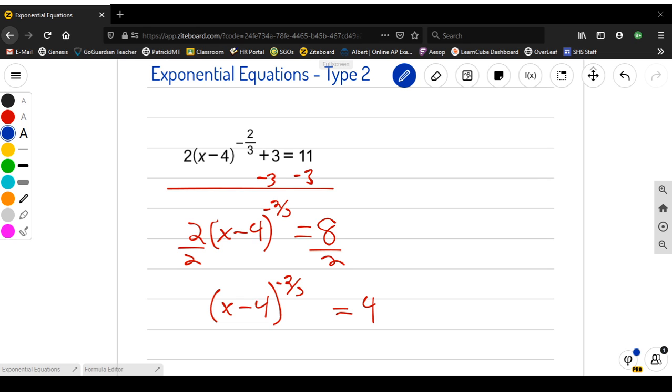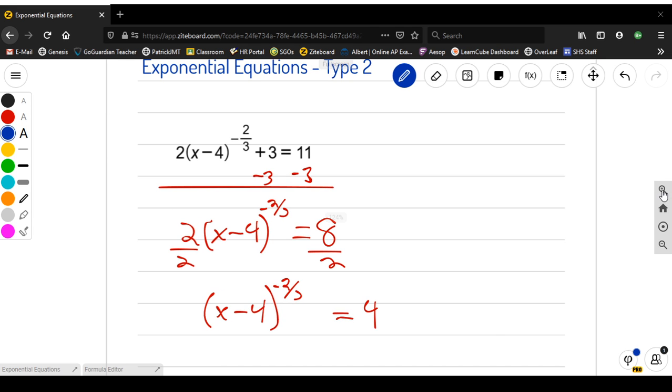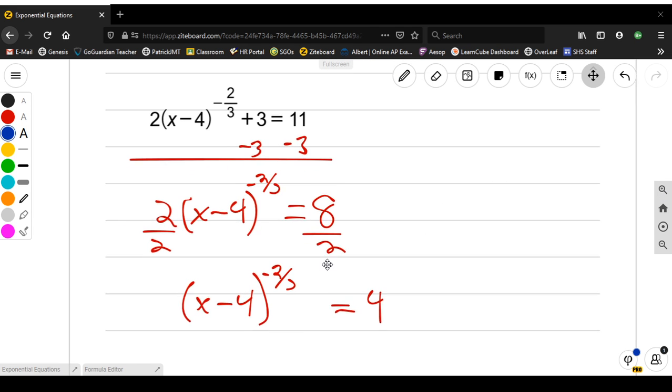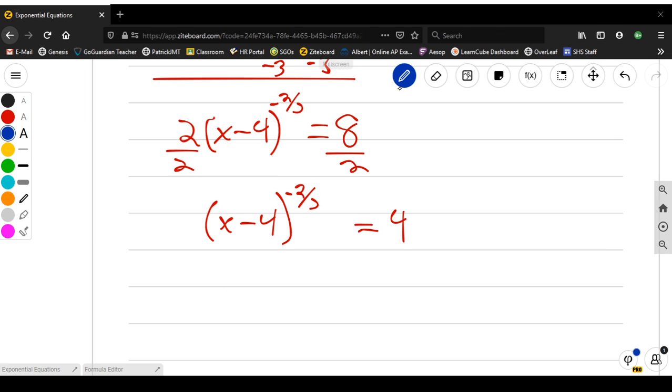Now, here comes the new part, right? Now we're going to try and get rid of this exponent. This exponent has 3 operations with it, as we learned, right? It's got flipping, it's got squaring, it's got the cubed root. Well, we're going to undo all 3 of those operations at once.